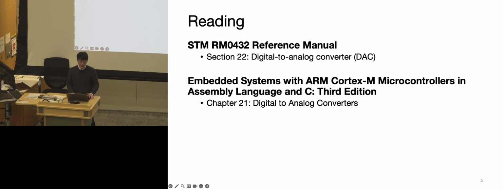As usual, there are some additional readings if you want to do them. We have the reference manual as well as one of the recommended textbooks that has an entire chapter on the digital to analog converters. In there, they will cover different types of the DACs and a little bit more on the nitty-gritty of how exactly they're implemented on the electronic and circuit side. We don't expect you to learn all of those, but just have a general idea of how they work and know how to calculate the output if needed.